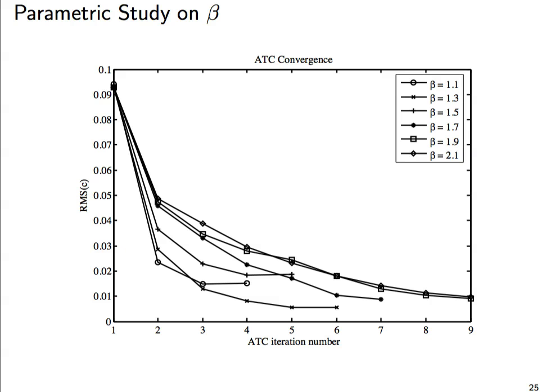Using this product family design problem, an investigation of how ATC performance varied with different values of the beta parameter for penalty weight updates was performed. Here, the horizontal axis shows the number of ATC outer loop iterations, and the vertical axis in this plot is a metric for overall system consistency, that is, how well responses match their corresponding targets. Here we can see that a beta value of about 1.3 provides a good combination of system consistency in relatively few ATC outer loop iterations.